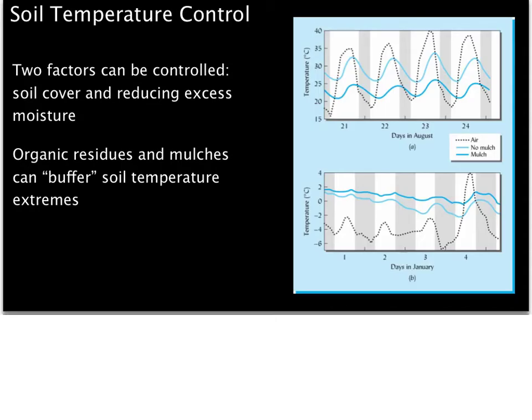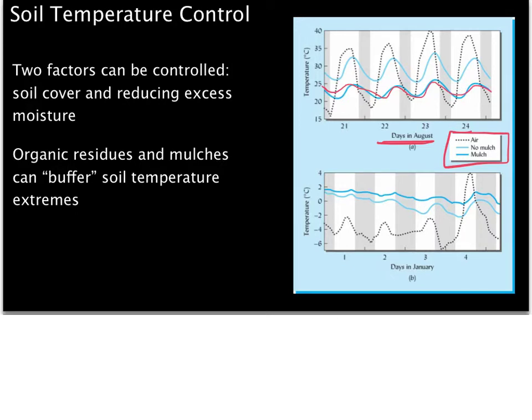So in this graph, what we can see is that the air temperature varies a great deal. So these dotted lines here, here's our legend right here. The dotted lines in these cases, again, have much more variability. When we have soil with mulch on it, the darker blue lines, we have less variability. These are August temperatures in this top graph. So we have much less variability with soil with mulch.